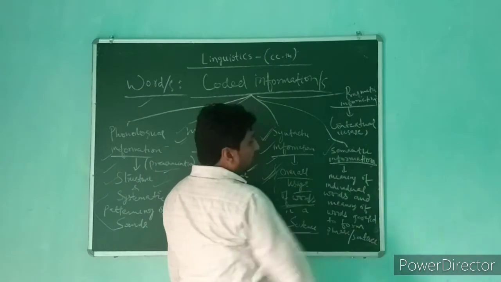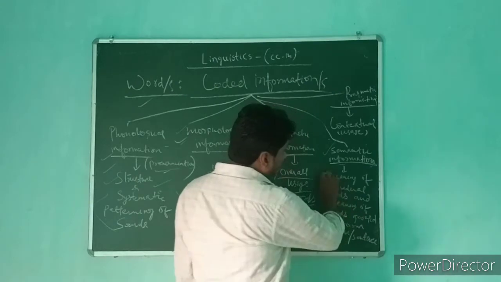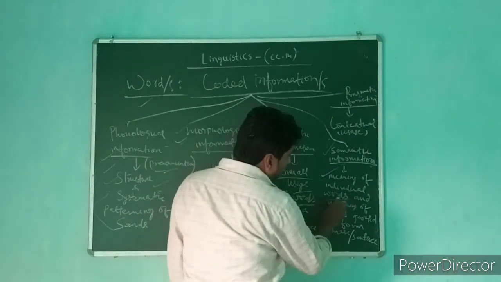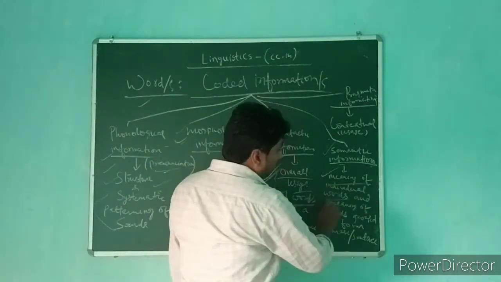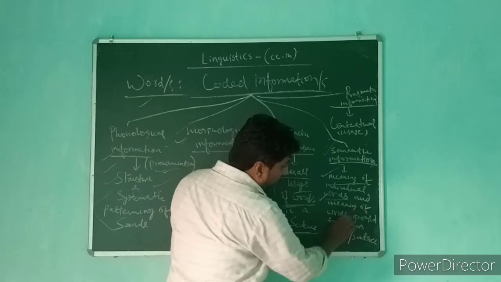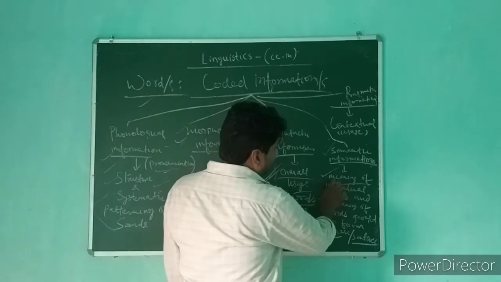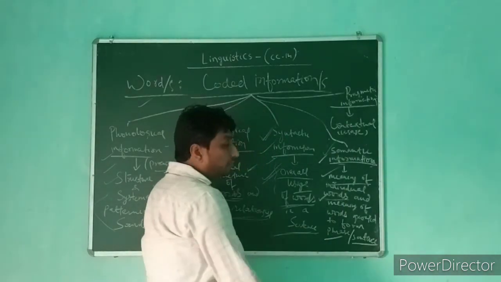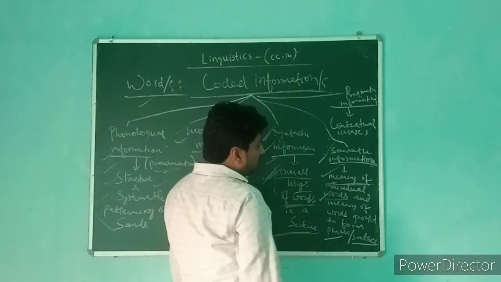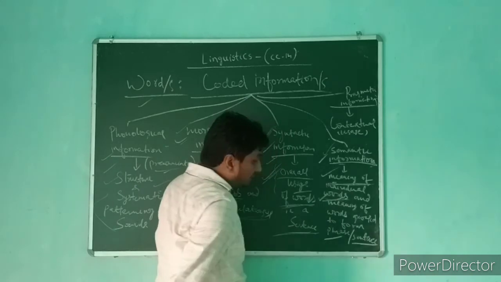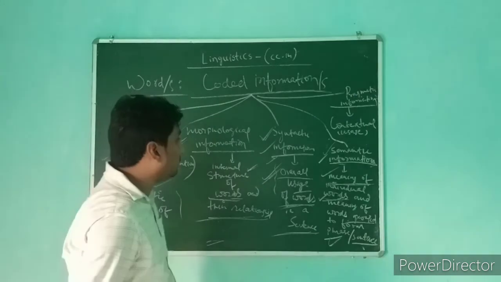The fourth one is semantic information. What does this mean? This type of information enables us to gather the meaning of individual words and the meaning of words grouped to form a phrase or a sentence.